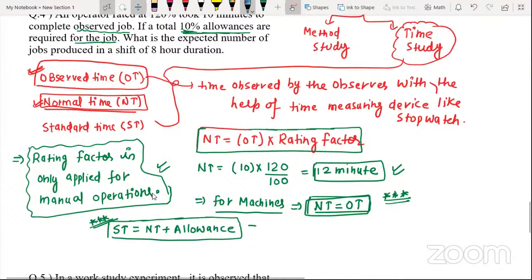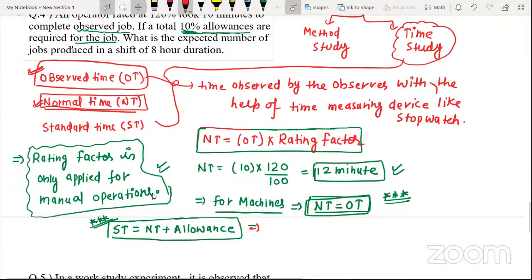Now we have the standard time. The standard time is the time required to complete the job, taking all the uncertainty into account. So the standard time is normal time plus some allowance. This allowance is provided like rest allowance. It can be personal allowance for drinking water, going to the toilet. These are all types of allowance. These allowances are provided so that the worker can work for a longer duration. So the standard time is basically normal time plus allowance.